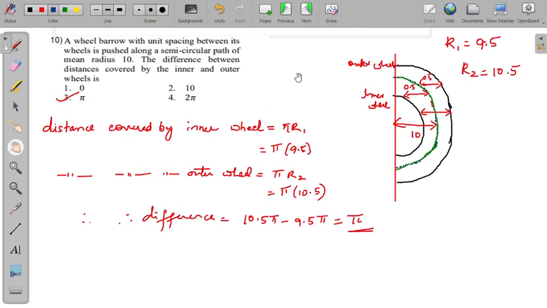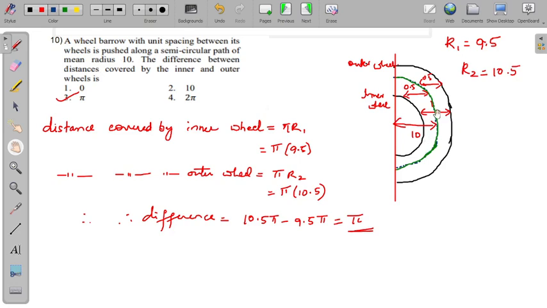10th question: a wheelbarrow with unit spacing between its wheels. The wheelbarrow has two wheels, an inner wheel and an outer wheel. It is pushed along a semicircular path of mean radius 10. This green semicircle is the semicircular path which has the average radius. Average means it should come in between the inner and outer wheel. So it has average radius 10, which I have marked here. We have to find the difference between the distances covered by the inner wheel and the outer wheel.